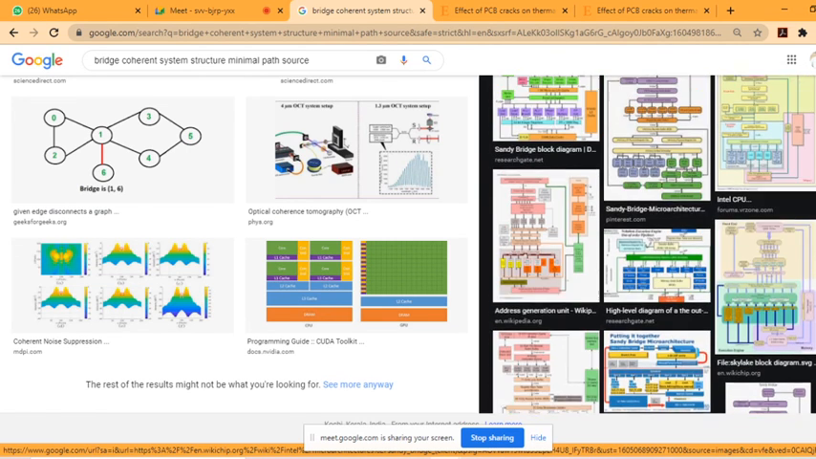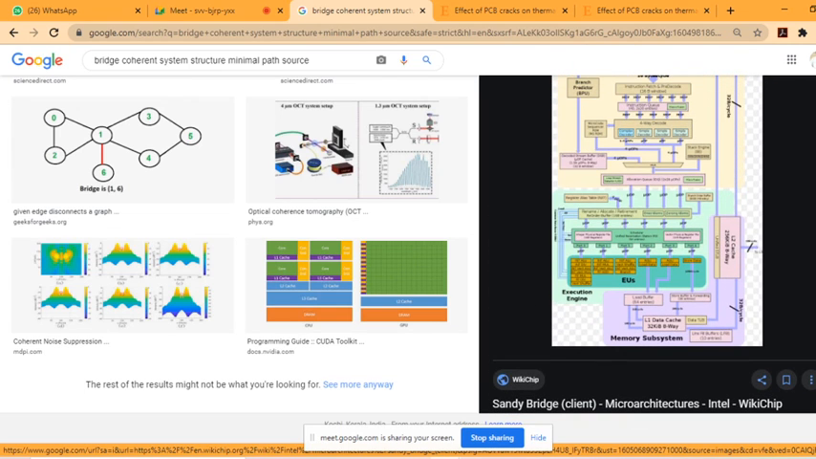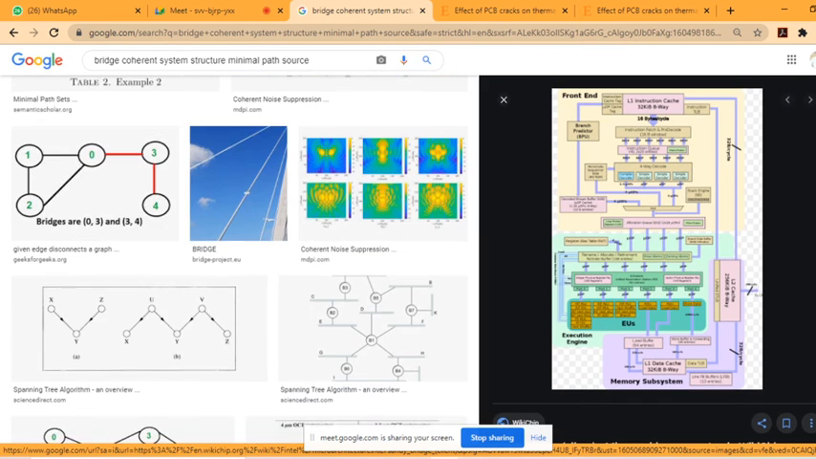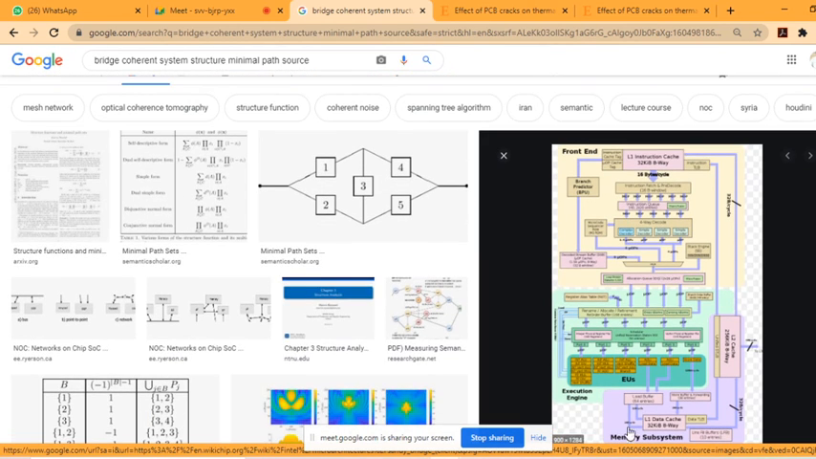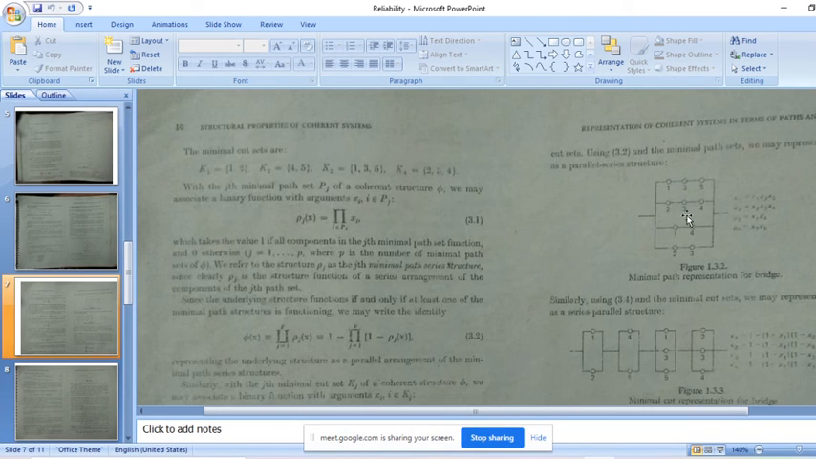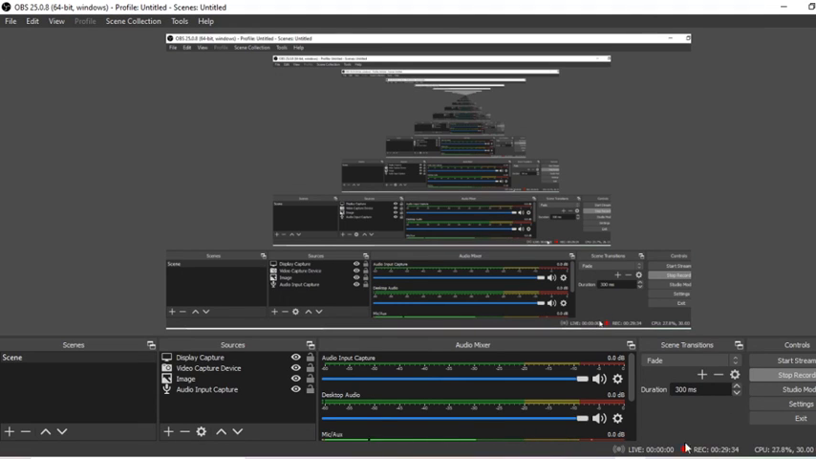First of all, they will plot the structure, and then create a diagram like this, and after that they will separate it into either a series connection of parallel systems or a parallel connection of series systems. These are the basic steps involved in the reliability analysis of systems in engineering. Okay, so let us stop here.